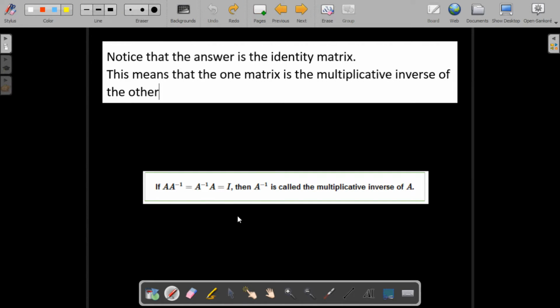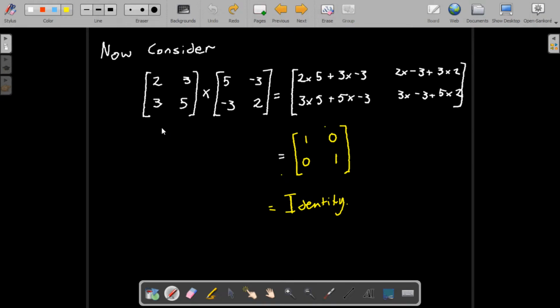So again, notice that the answer is the actual identity matrix. That's an important point there. It means that one matrix is the multiplicative inverse of the other. Because we multiplied matrix A by matrix B, resulting in the identity matrix, it means that either A or B is the multiplicative inverse of the other.